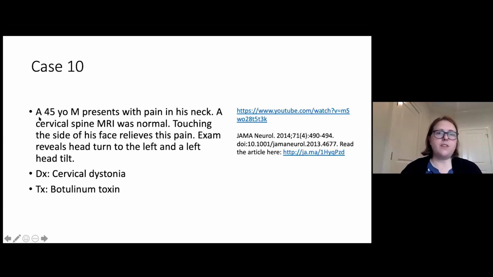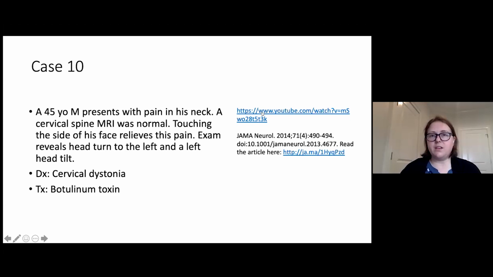So this brings me to case 10. This is a 45-year-old male who presents with pain in his neck. He had a normal C-spine MRI. Touching the side of his face relieves this pain. An exam reveals head turn to the left and a left head tilt. This is a case of cervical dystonia, and he was treated with botulinum toxin.